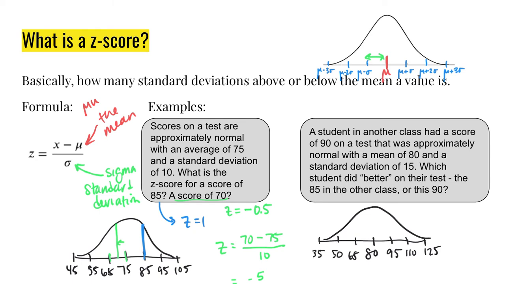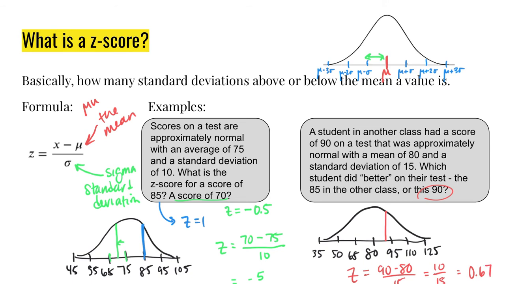Okay, which student did better on their test? The 85 from the first class, which is right here, or the 90 in this class? Well, let's see, where is 90? It's going to be about here. Let's see, a z-score, 90 minus 80 in terms of chunks of 15. That's 10 over 15. This is 2/3, 0.67.